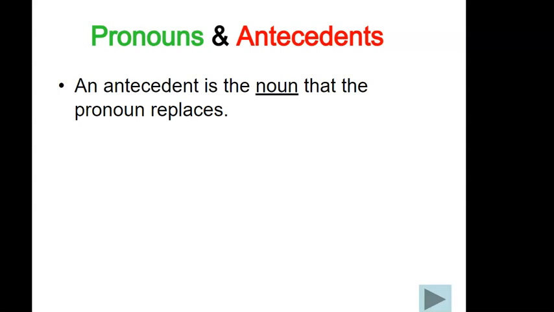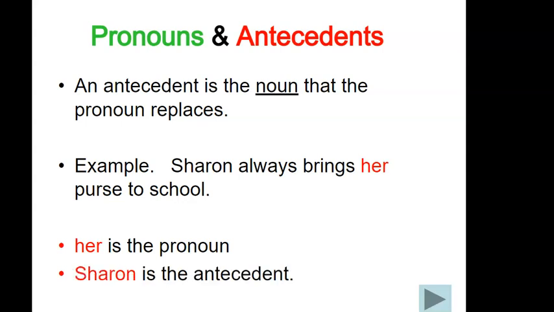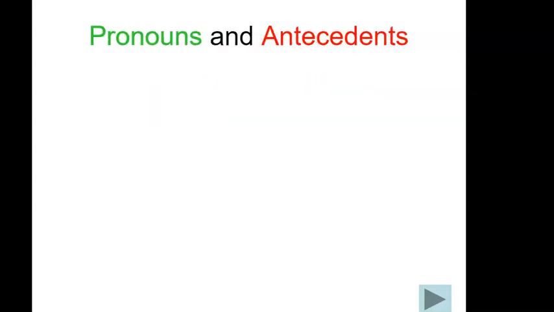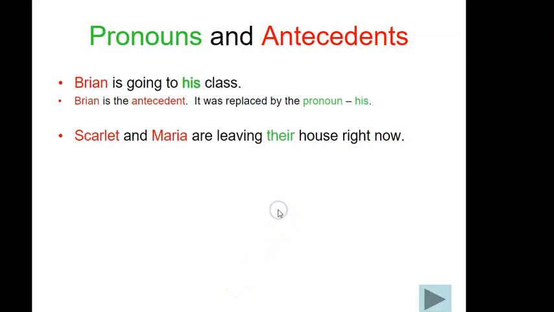Pronouns and antecedents. An antecedent is a noun that the pronoun replaces. For example, Sharon always brings her purse to school. Her is a pronoun. Sharon is the antecedent. Brian is going to his class. Brian is the antecedent, and it was replaced by the pronoun his.